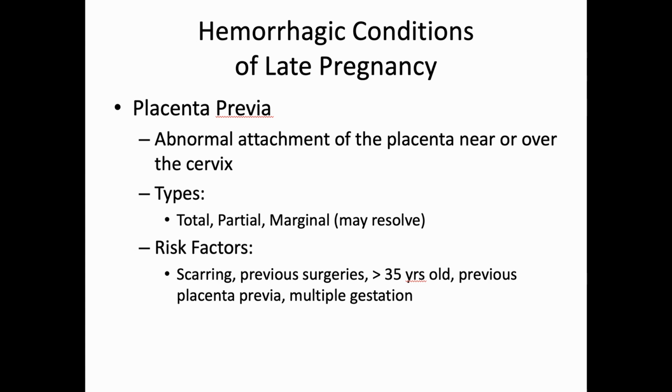Being over 35 years old is another risk factor. If they've had a previous previa, they're more likely to have another one. And then multiple gestations, especially when there's more than one placenta to be placed somewhere.